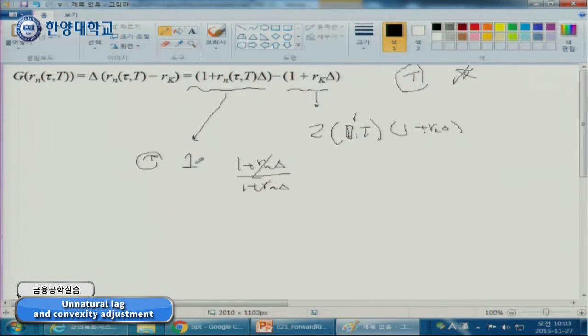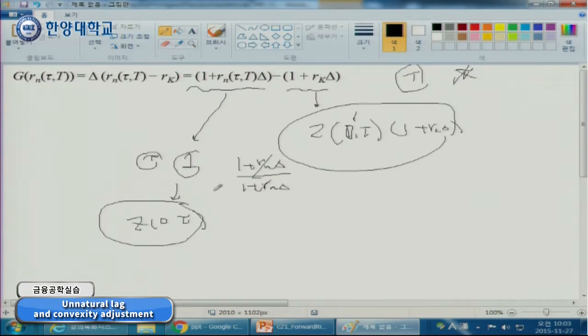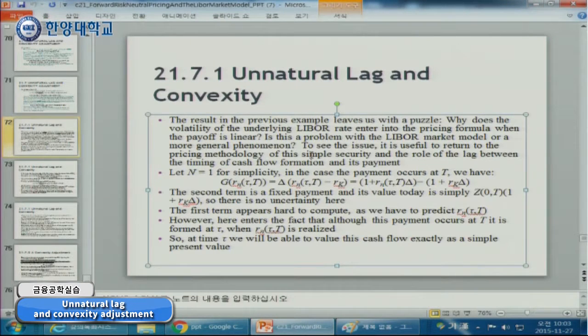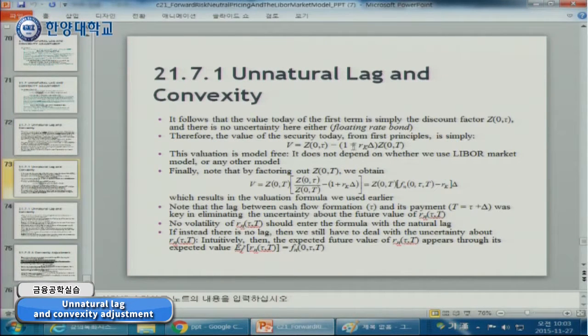So at time tau the cash flow is 1, so the present value of cash flow 1 at time tau is Z_0 tau. Right? So the value of this construct is simply this one minus this one.